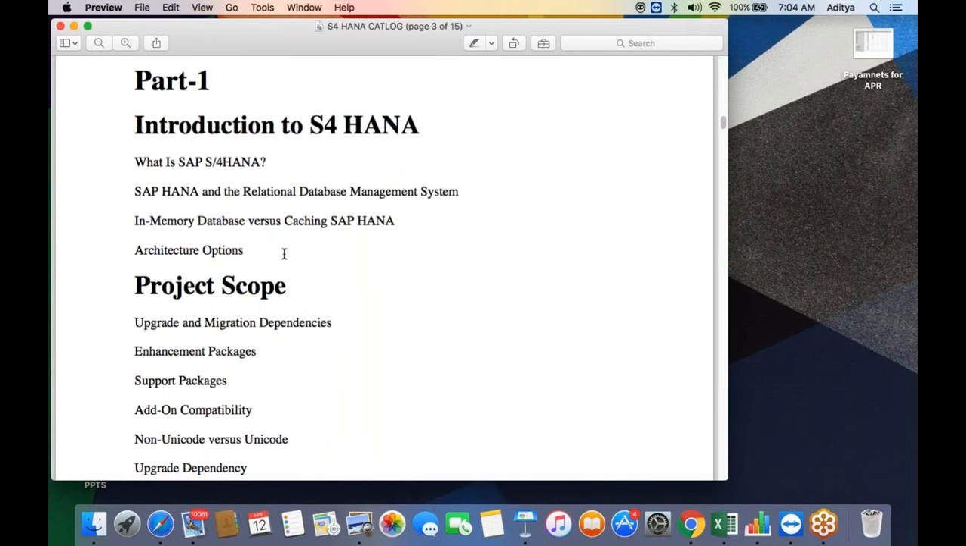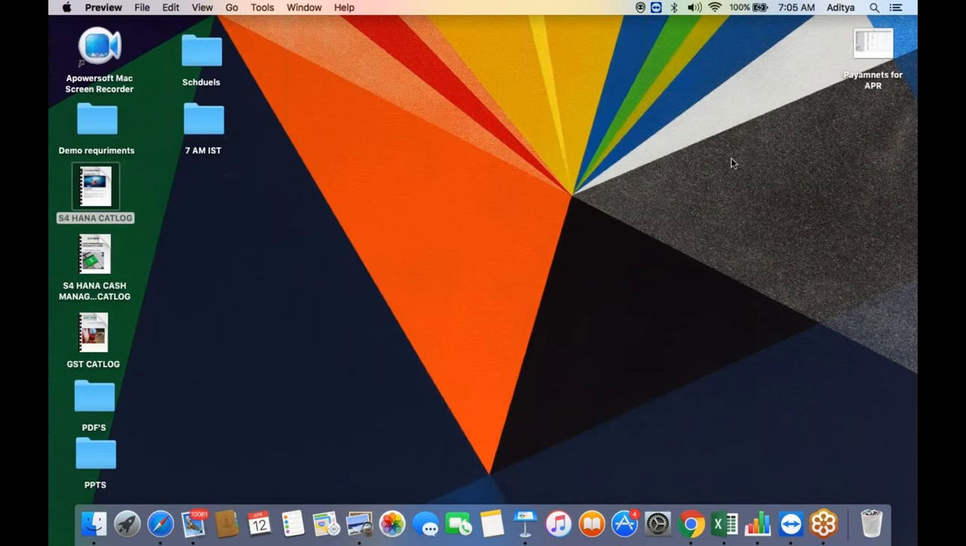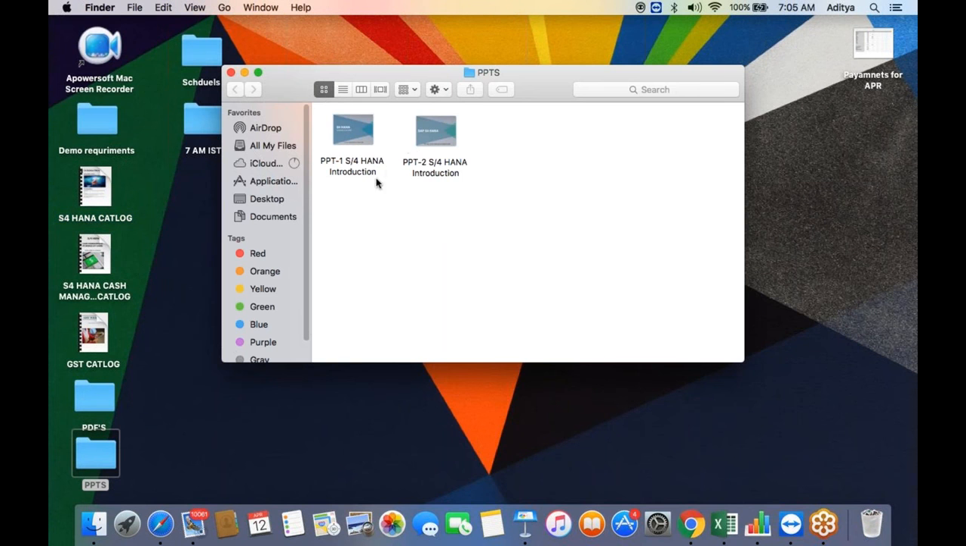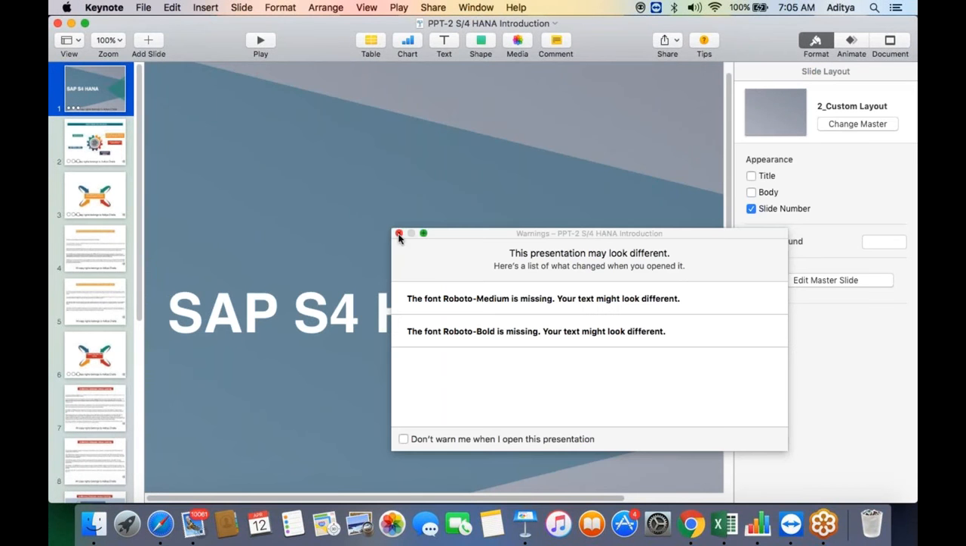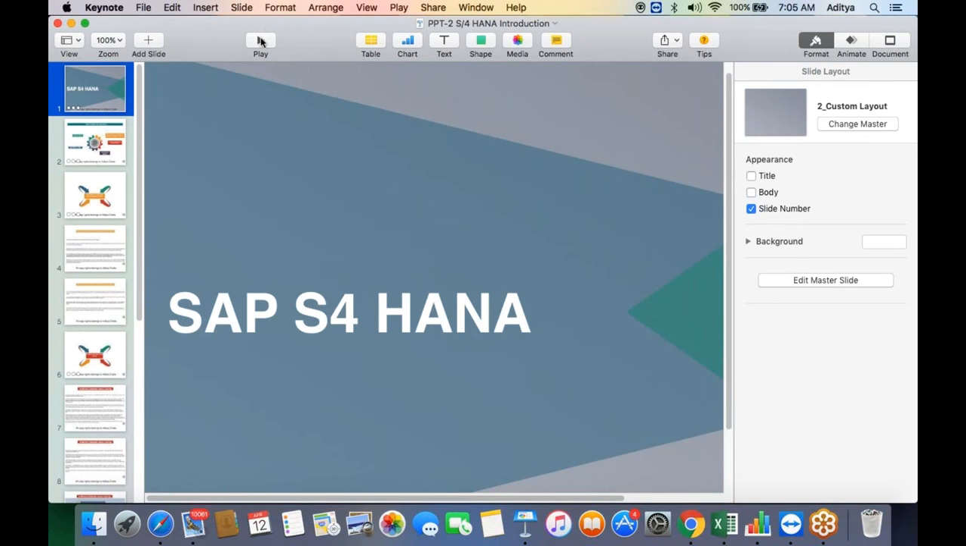Once this is done, the introduction part will be completed, and I'm recommending that everyone recollect all the functionalities we have discussed in yesterday's session and today's session. When we talk about the introduction part, we discuss the basics, the basic concept of the HANA system, which we discussed in yesterday's session.